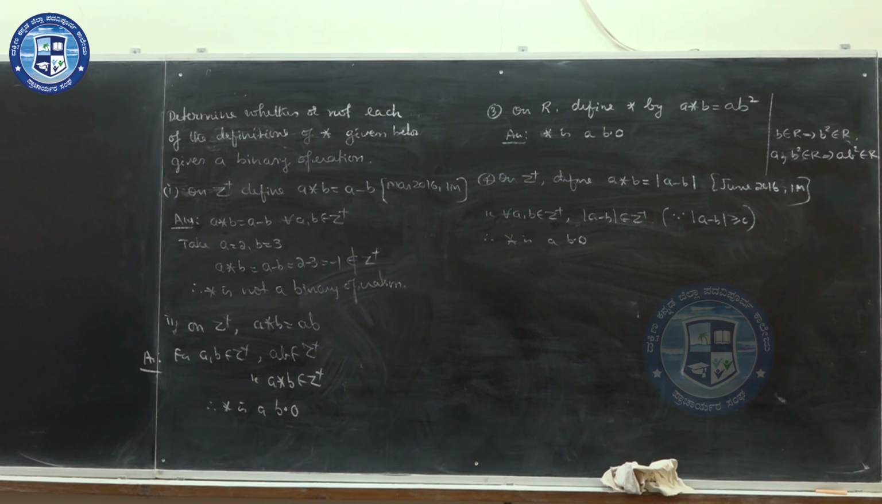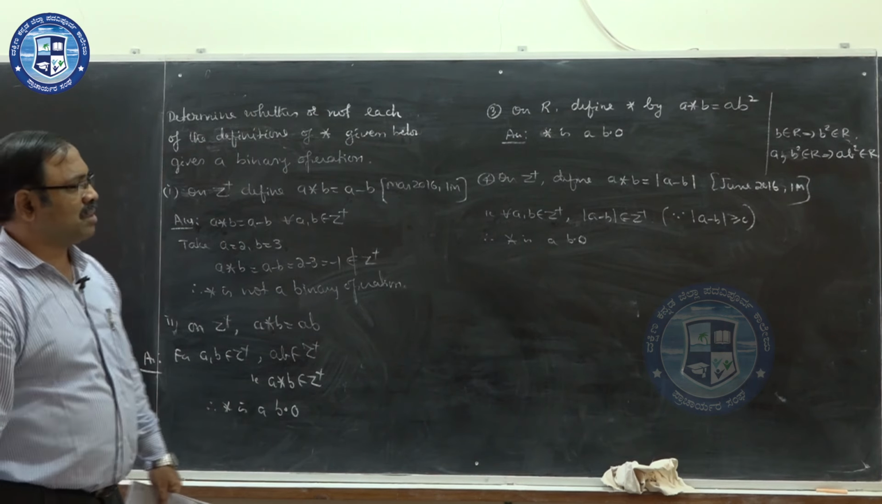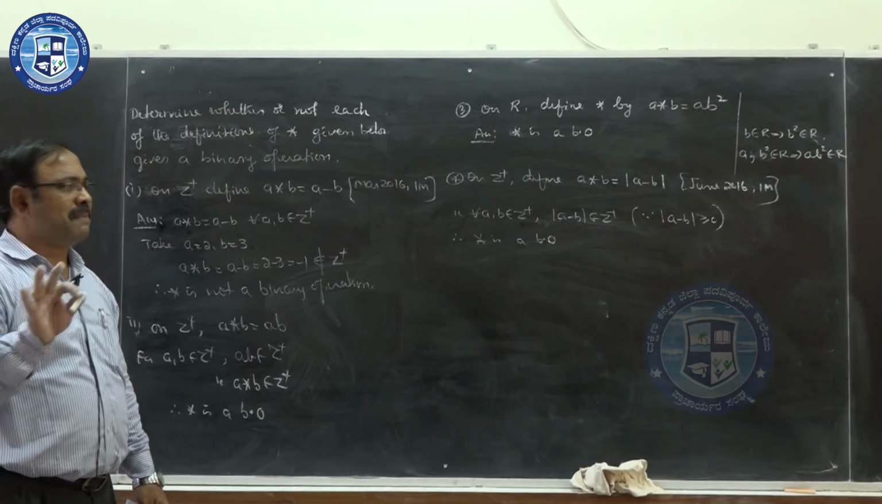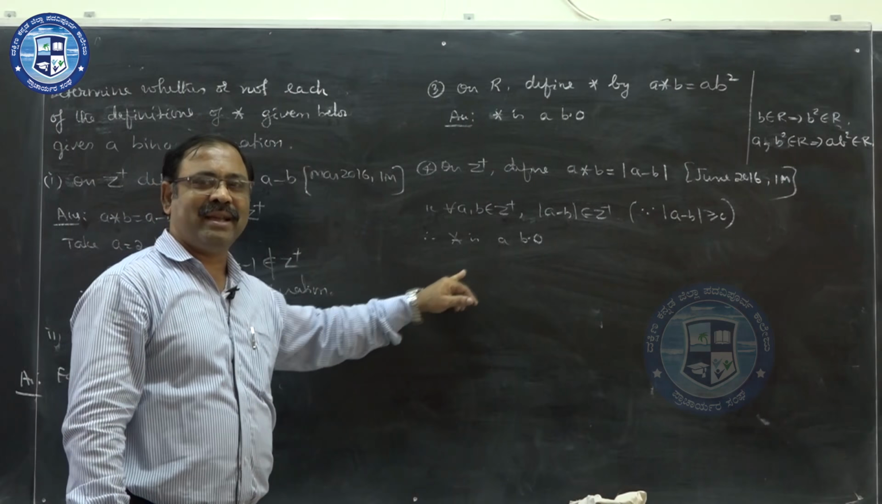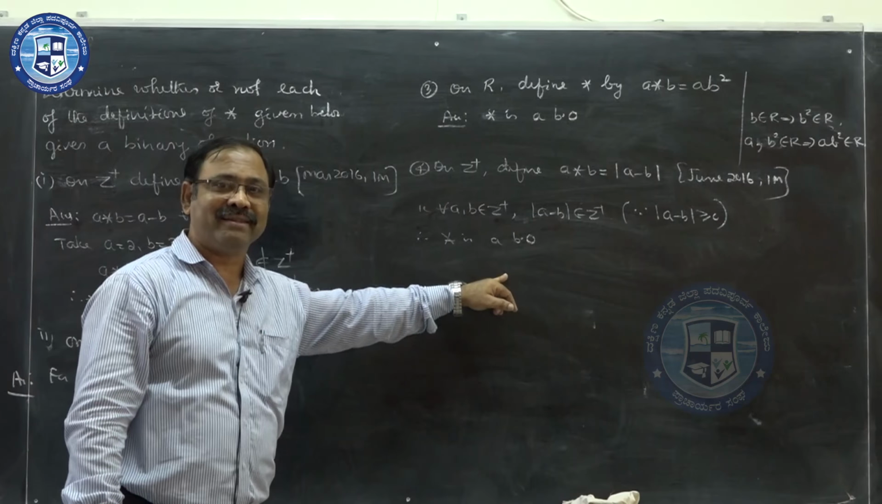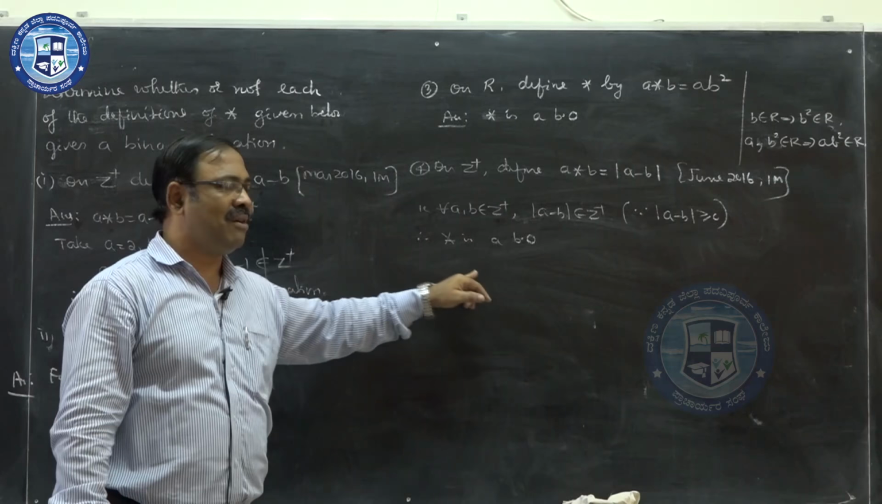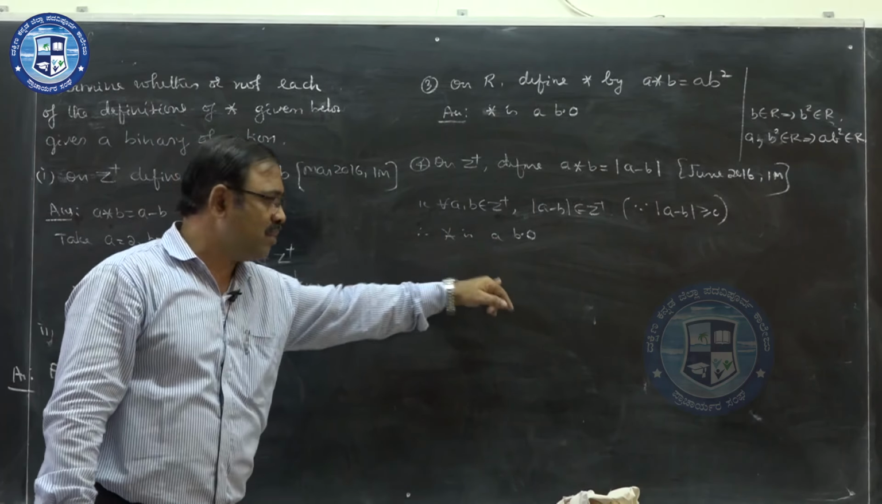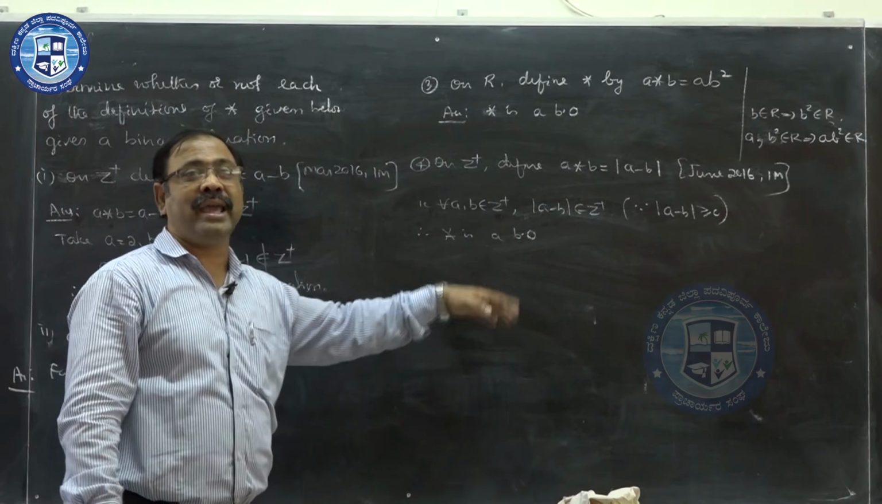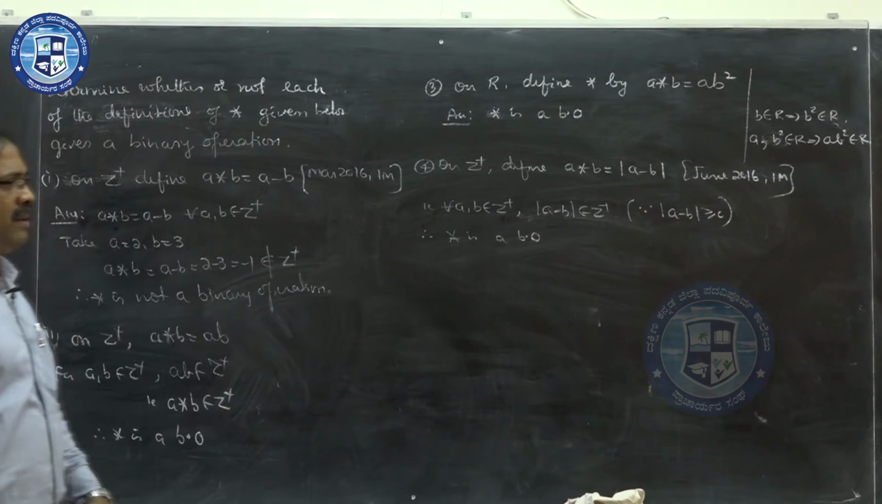Follow this. Have you understood this binary operation? So the simplest idea is to find out if A, B belongs to the given set, A star B should belong to that set. Suppose A, B belongs to that set, verify whether A plus B is there, or A minus B is there, or A into B is there, or A by B is there.